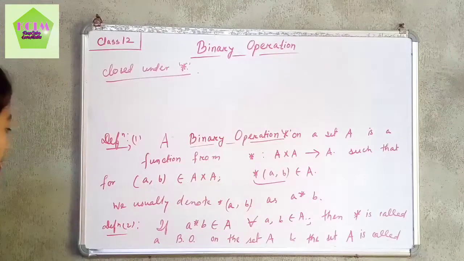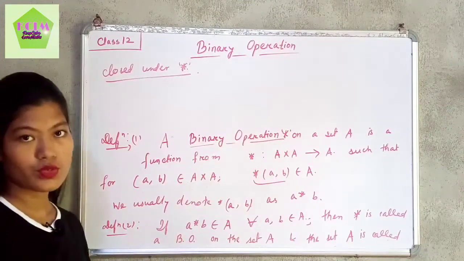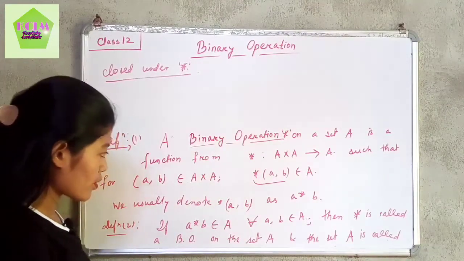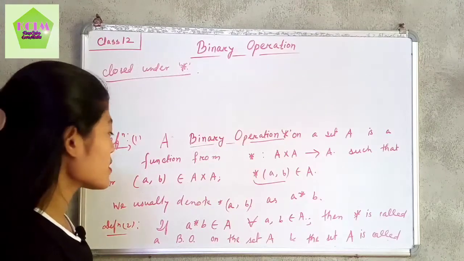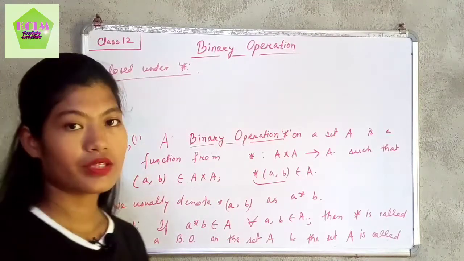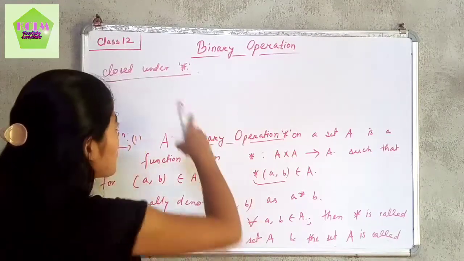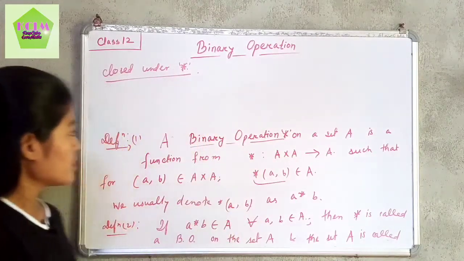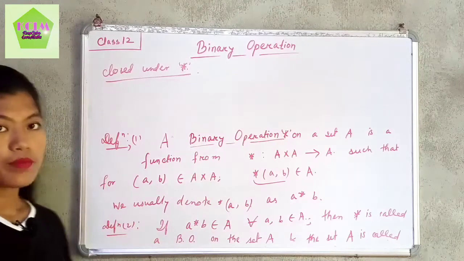Or we may say, if a star b belongs to the set A for all a, b belonging to A, then star is called a binary operation on the set A, and the set A itself is called closed under this operation star. So this is the definition of binary operation.